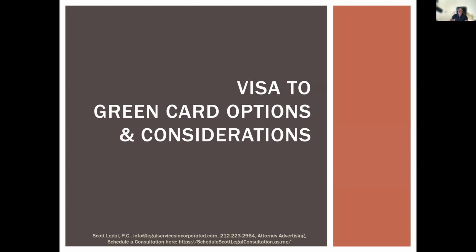Today, we are going to spend some time going through different options to move from a non-immigrant visa to a green card. So this would be applicable to someone who was on, for example, an E2 visa or a TN visa or an L1 visa or an H1B visa, or maybe on a student visa, an F visa, or even someone that was in the United States on a tourist visa and looking to move to a green card. And we'll go through the various green card options.